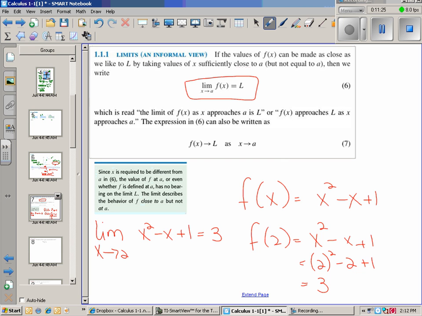It doesn't actually matter if we can plug that in, because we're going to have several methods by which we can evaluate that. Again, we're looking at close to a. Who cares what's actually happening here? At 2, we want to know what's happening at really, really close to 2.